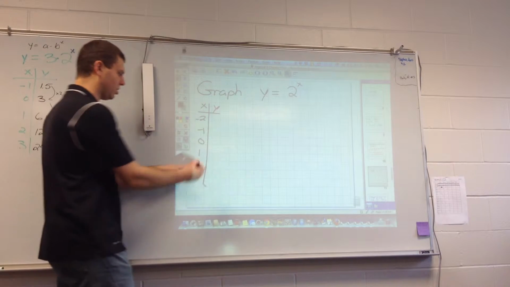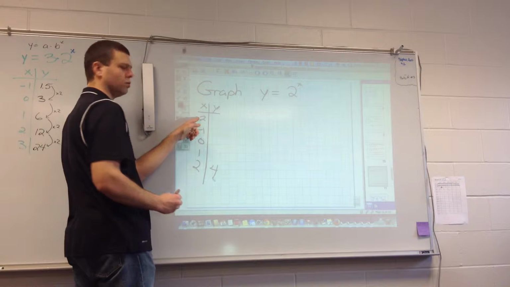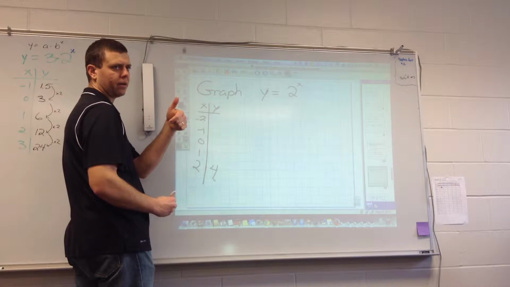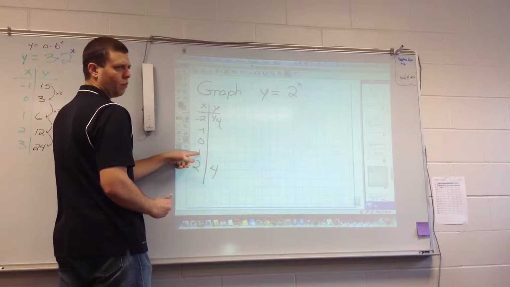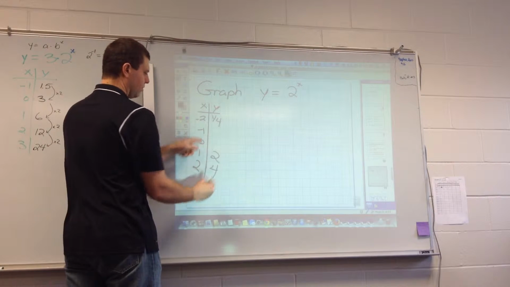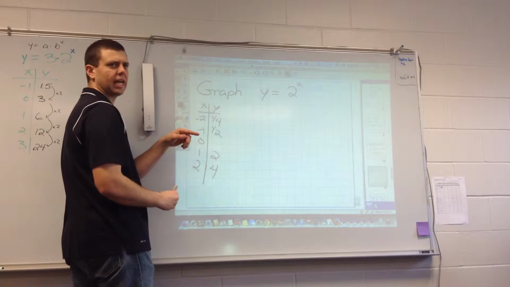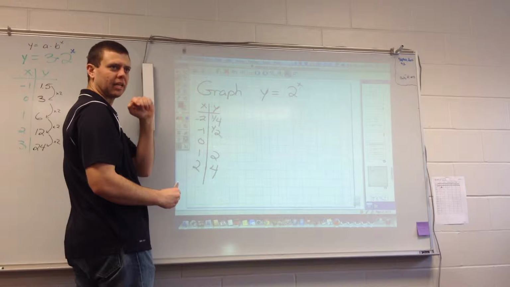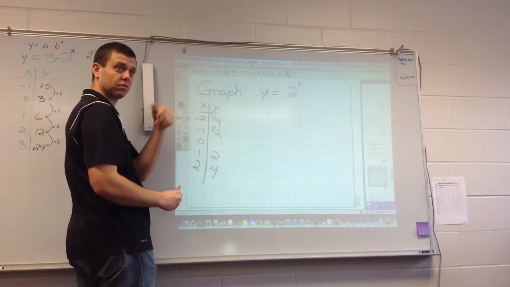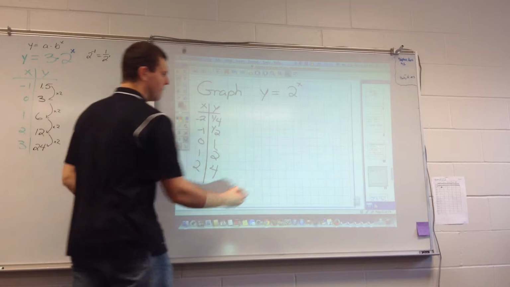What's 2 raised to the positive 2 power? 4. So then what's 2 raised to the negative 2 power? 1/4. 2 to the positive 1 power? 2 to the negative 1 power. 1/2. Don't say negatives. They're not negatives, okay? Anytime you raise a number to a negative number, it's a fraction. And 2 to the 0th is 1.